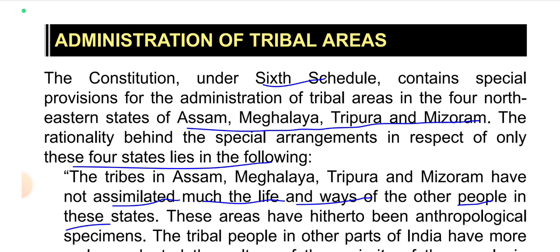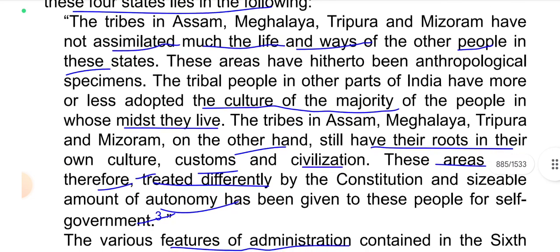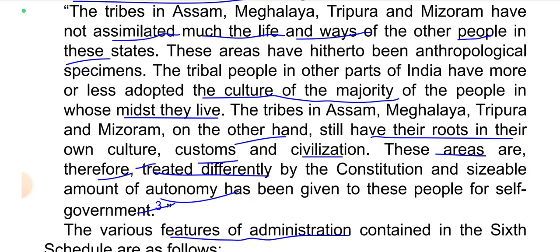Administration of tribal areas. The constitution under the 6th schedule contains special provisions for the administration of tribal areas in the 4 northeastern states of Assam, Meghalaya, Tripura and Mizoram. The rationale behind the special arrangements in respect of only these 4 states lies in the following. The tribes in Assam, Meghalaya, Tripura and Mizoram have not assimilated much the life and ways of the other people in these states. These areas have hitherto been anthropological specimens.